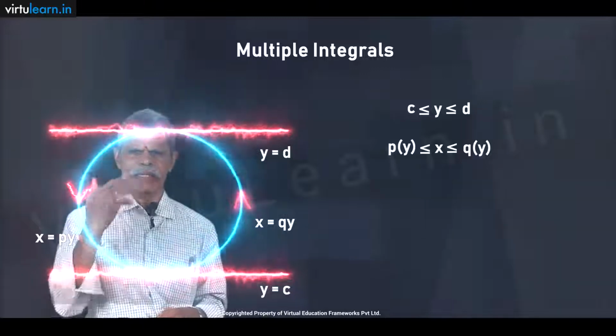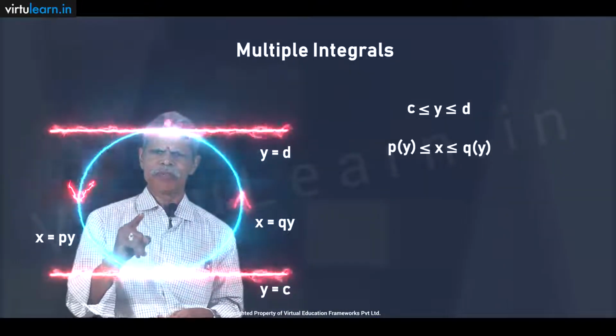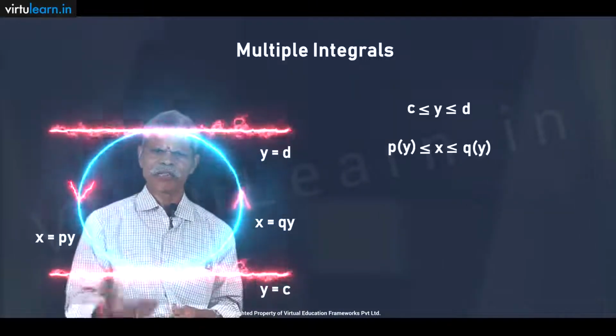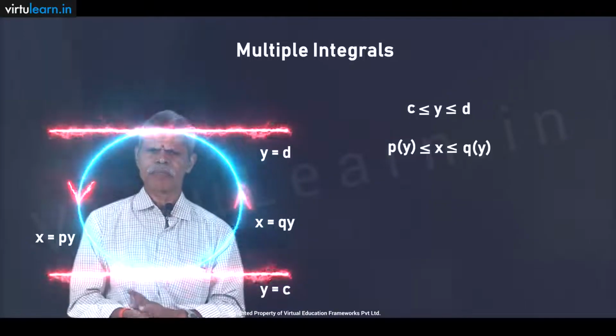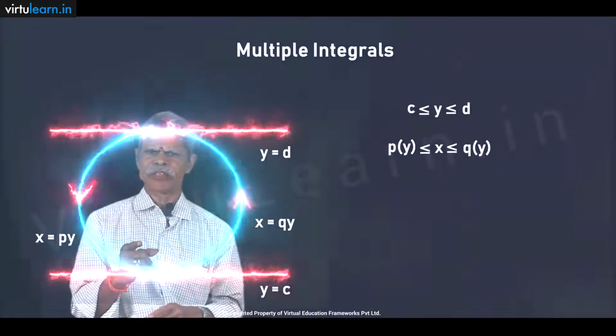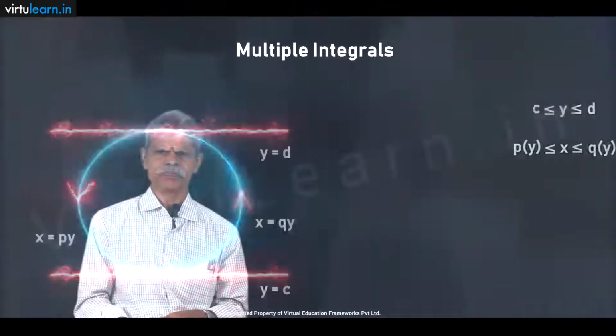In the other representation, when x has variable limits and y has constant limits, when you perform the integration over the same region, we perform integration with respect to x first and then with respect to y.